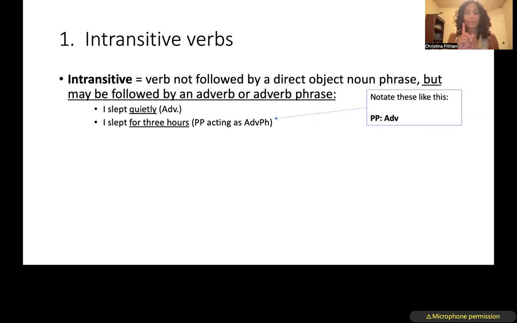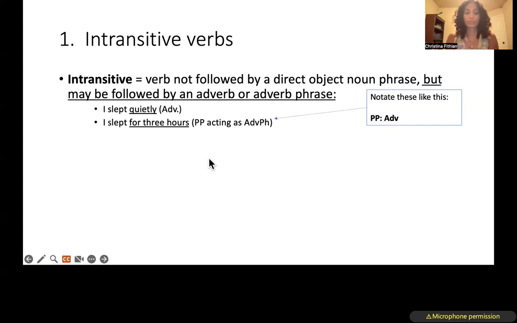Now, adverb is not a noun phrase, so noun phrases can only be direct objects. Direct objects can only be noun phrases. So we see we have an adverb. This is not a direct object. Same thing here. I slept for 3 hours.